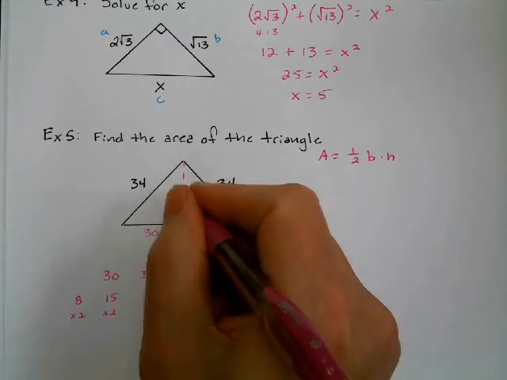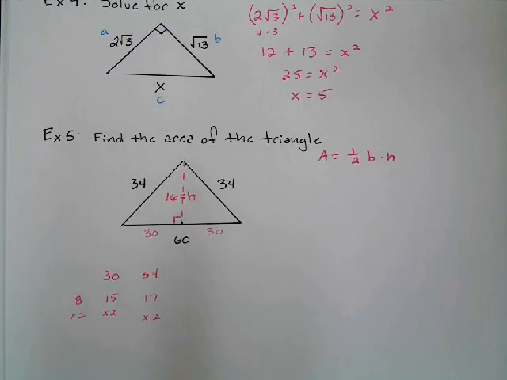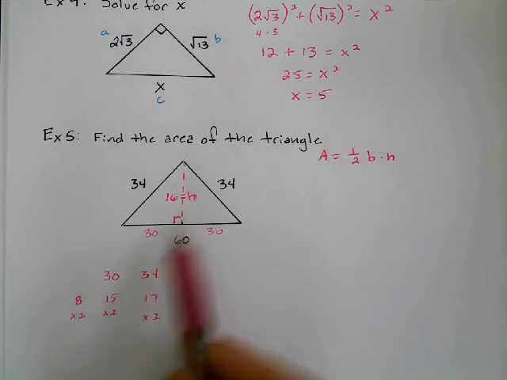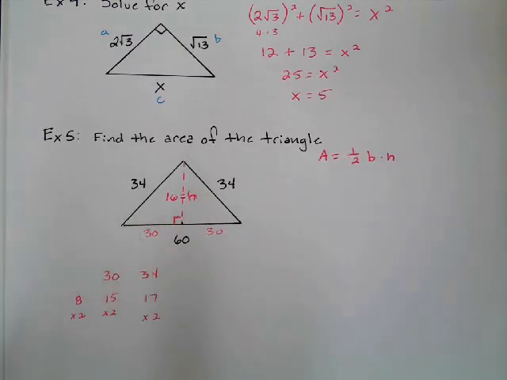And now I can do my area. Now, could you have done the Pythagorean theorem? Sure, you could have done it. You would just have to do 8 squared plus 30 squared equals 34 squared. You'd have some really big numbers, but it would work out. But knowing your Pythagorean triples definitely makes these go a lot faster.